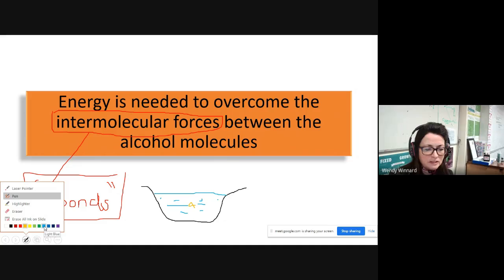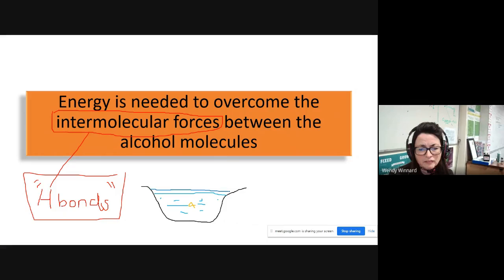Because in the winter, the water freezes and turns into ice, and ice is less dense than water. So water actually freezes from the top downwards. In the winter, the layer of ice on the top protects the little fish at the bottom, because it's actually warmer at the bottom because there's a layer of ice on the top. And that is because of hydrogen bonding. We'll look at some diagrams of that later.